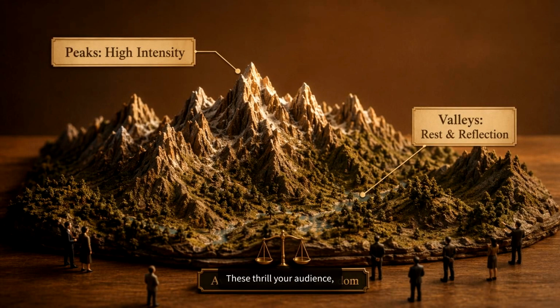These thrill your audience, but they also consume immense emotional energy. The valleys are the low-intensity periods of exposition, rest, and reflection. These crucial drops allow the audience to breathe and process the plot. Constant high speed inevitably leads to audience exhaustion, but constant slowness results in pure boredom. Mastering pacing means carefully balancing these structural patterns, which brings us to a key idea: tropes.